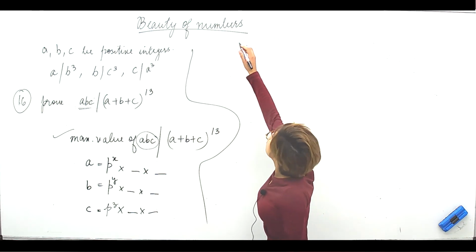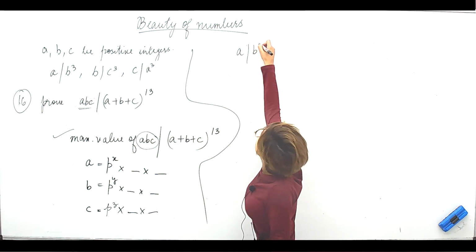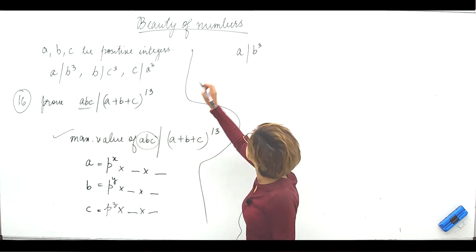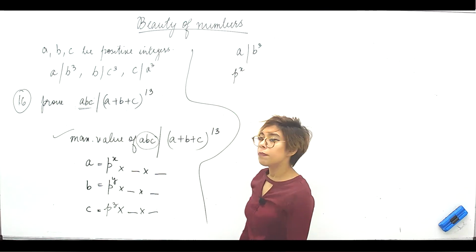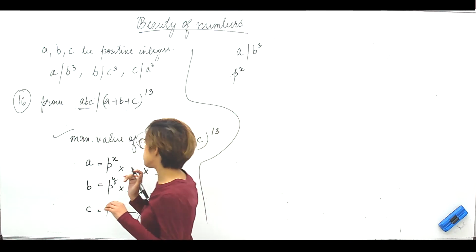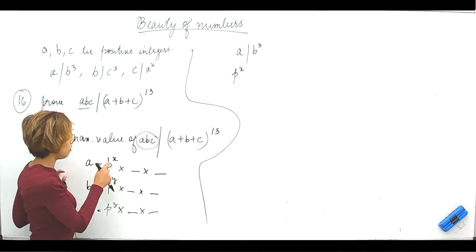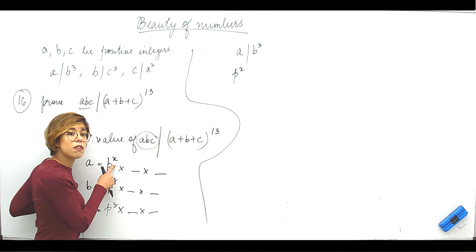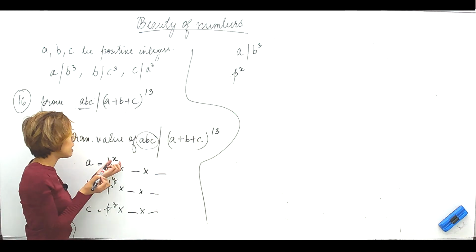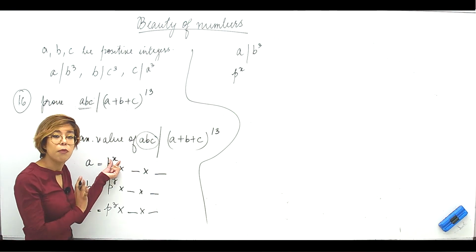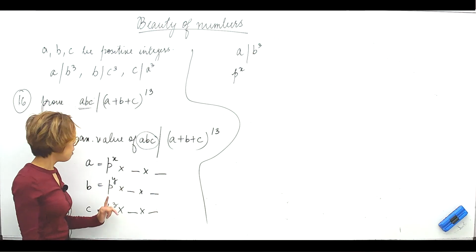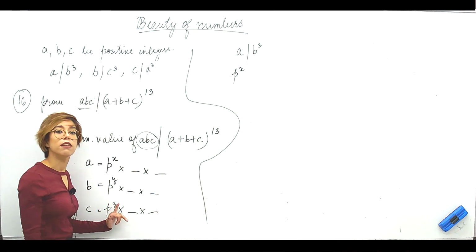Let's see. The condition is A divides B cube. Right? A divides B cube. Now A has P of X. Right? Now some of you, let me just clarify before I go on further. Some of you say, ma'am, can the power here be less than X? Right? It might be X minus 1 or X minus 2. Now the thing is, here X is the variable, so I am assuming that this is the maximum power of P in here. Right? Similarly, Y is the maximum power of P in here and Z is the maximum value of P in here. Right?